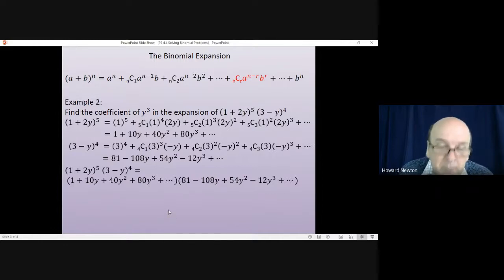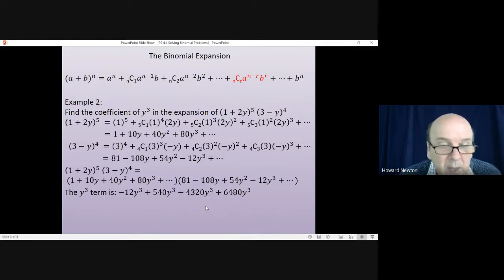But those 4 pairs are the only ways in which I can get y cubed. So they're the only 4 pairs I actually need to multiply together. So the 1 times by the minus 12 is that, 10 times 54 is that, 40 times by the minus 108 is that, and 80 times the 81 will give me the 4th term. Those are all the y cubed terms. There aren't any more. I just need to collect them together, and that'll give me 2,688 y cubed. So the coefficient would be 2688.